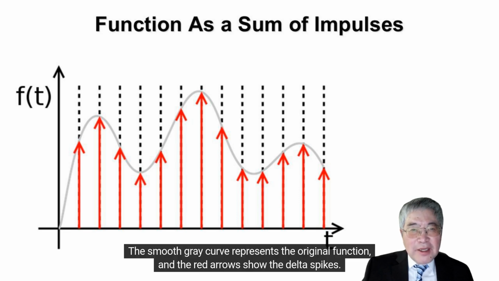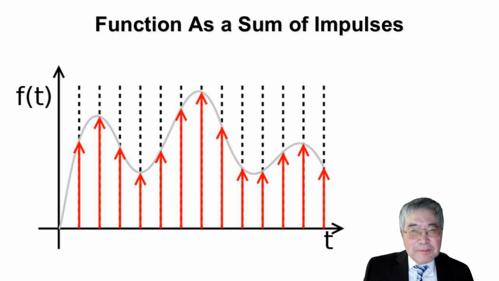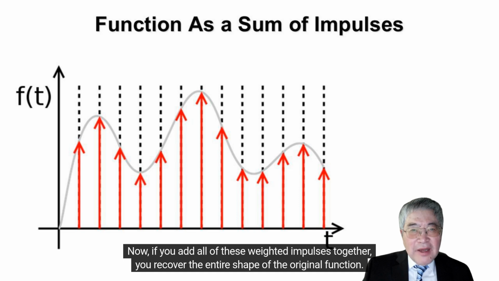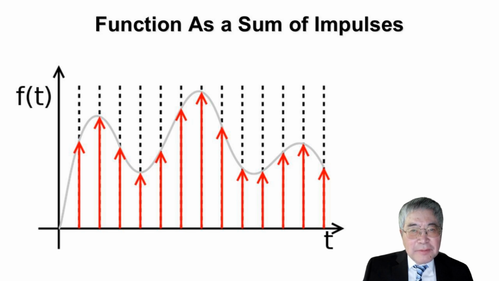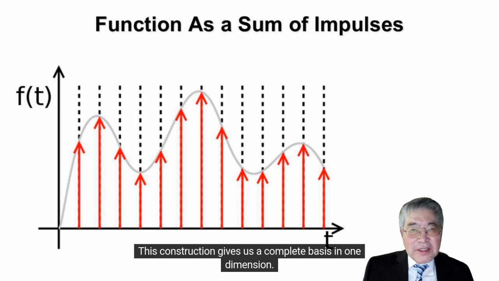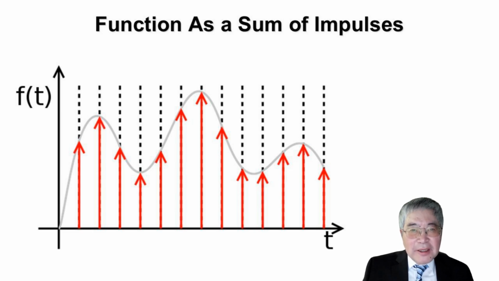Look at the diagram. The smooth gray curve represents the original function, and the red arrows show the delta spikes. Each spike points straight up, and its height matches the value of the function at that moment. Now, if you add all of these weighted impulses together, you recover the entire shape of the original function. This construction gives us a complete basis in one dimension, and we can take this idea further.